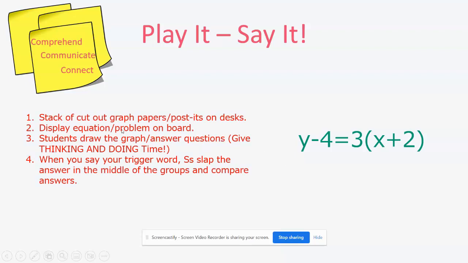So this is an easy way of just showing problems, giving them a chance to have fun. All right, again, give them a stack of cutout graph papers, Post-its on the desk. Display the equation, problem on the board. Now you can have a graph and ask them, what is the slope? So again, you're just posting problems on the board. They're solving it on paper. And then once you give them the trigger word, they're slamming it down in the group and comparing answers. So a fun way to get a worksheet done, and also having them work with each other.